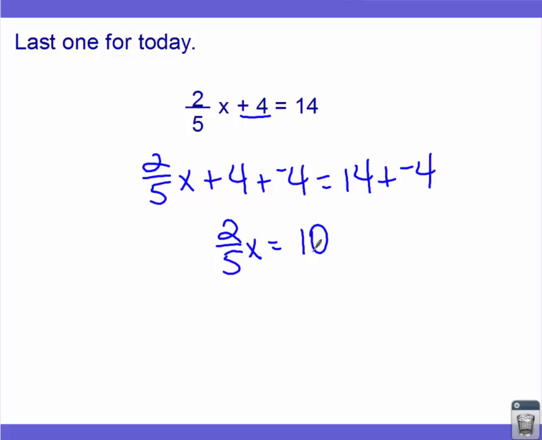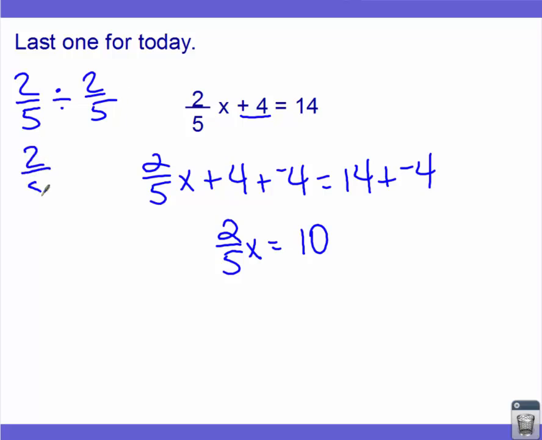Now, the first day when we talked about this, we looked at how to deal with this fraction. We're multiplying by 2/5. So really what we're doing to get rid of a multiply, we do a divide. So I'm going to divide by 2/5. But if you remember your rules for dividing fractions, it says to divide fractions, don't ask why, just flip the second and multiply. So we have 2/5 divided by 2/5, which is what that problem would say.